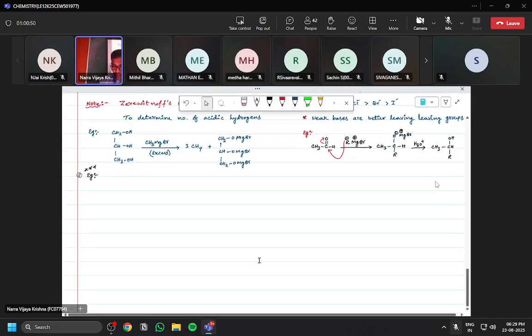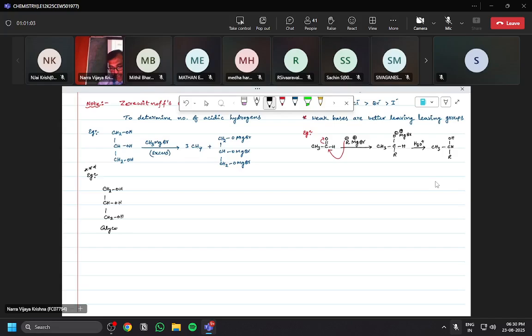So CH2OH, CHOH, CH2OH, glycerol, allowed to react with HI in excess quantity. What happens now? First, H plus will attack the OH. H2O is eliminated, and you will get a carbocation. Then I minus will attack. Correct or not?